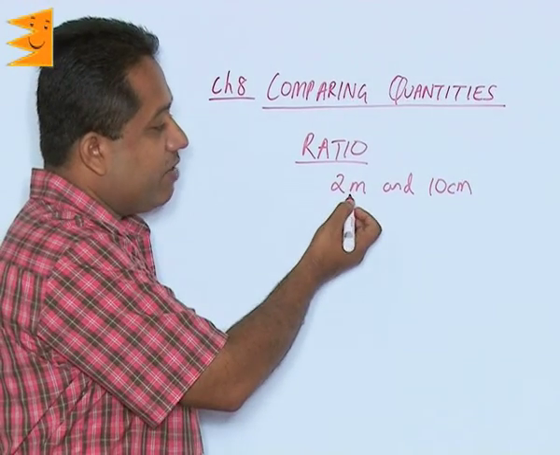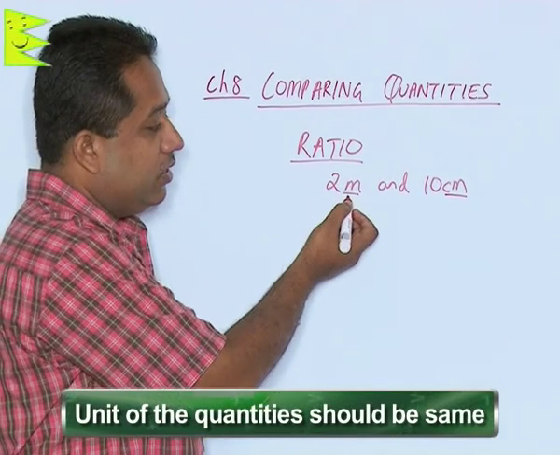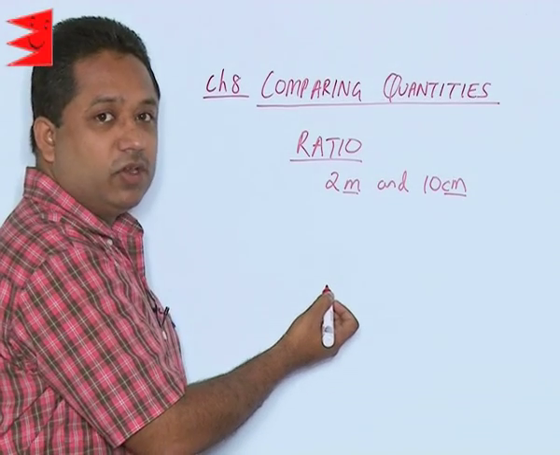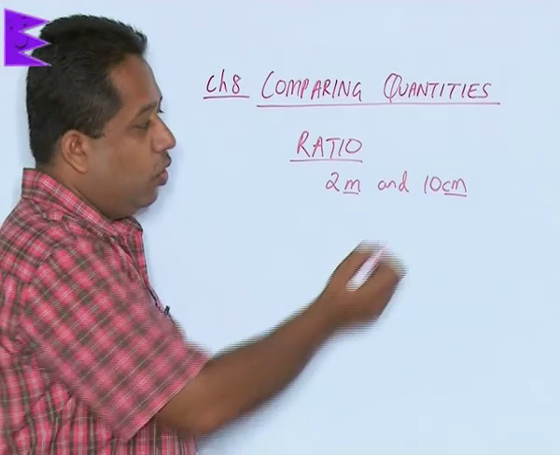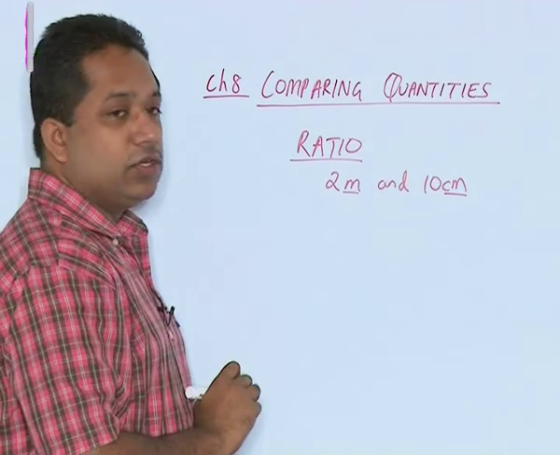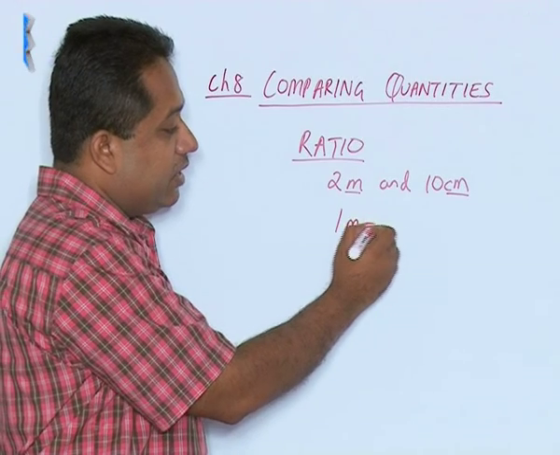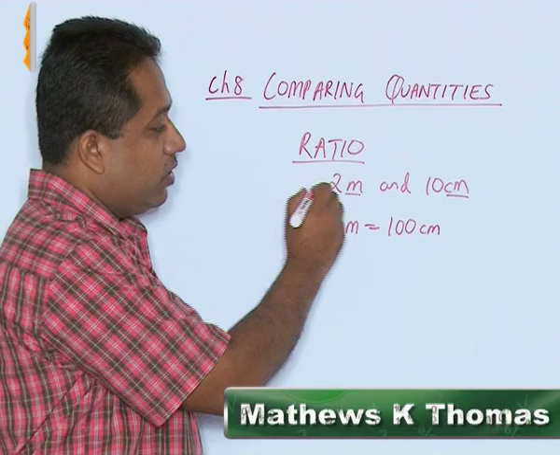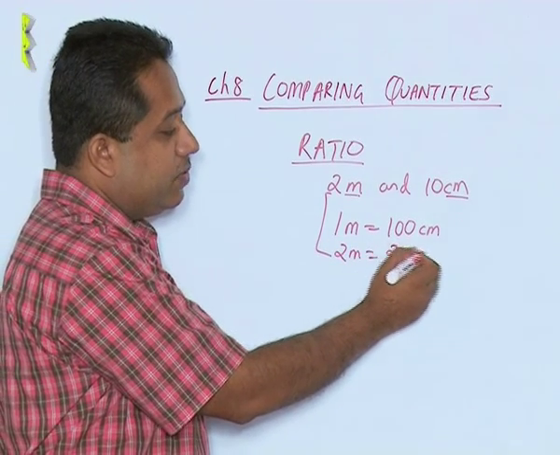The first thing that we have to ensure is that the unit has to be same. At the moment, the unit given here is meter and the unit given here is centimeter, they are not same. So, we are going to convert the meter into centimeter, or we can convert centimeters into meters. Here we have to know the conversion, that 1 meter is equal to 100 centimeter. Therefore, 2 meters is going to be equal to 200 centimeter.